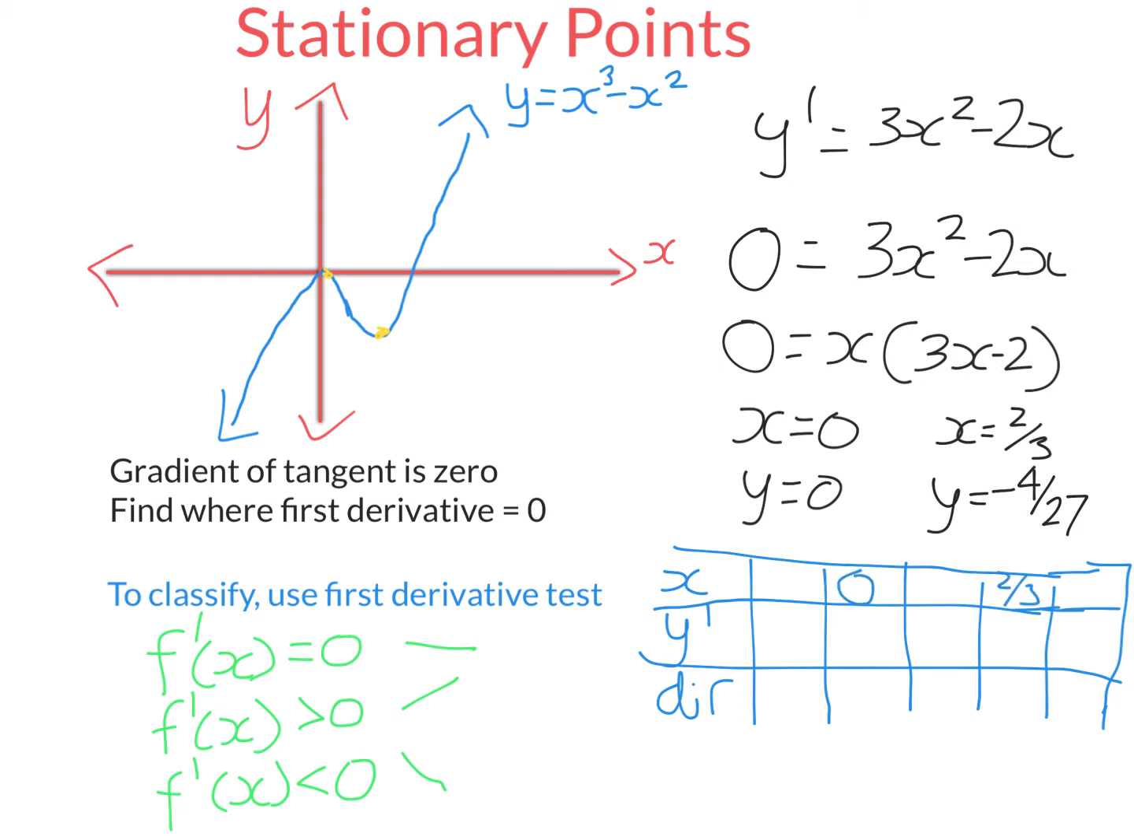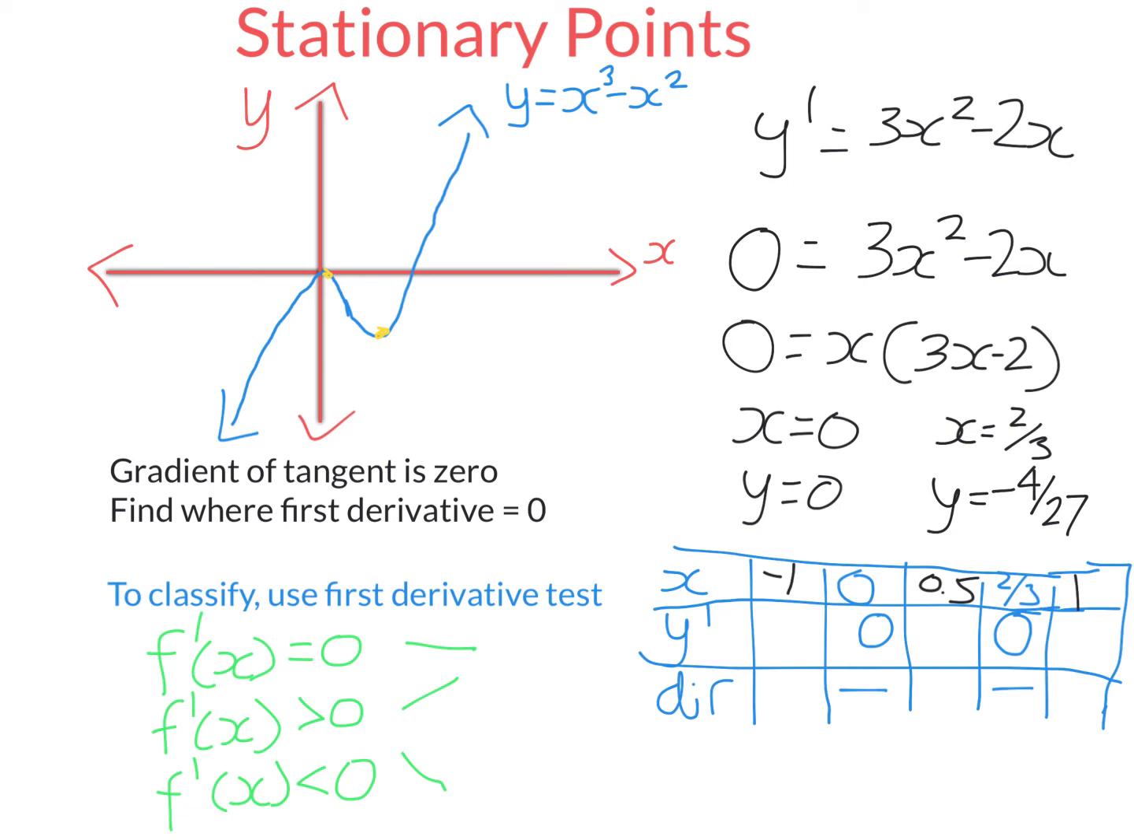So what we want to do is put our stationary points here, 0 and 2/3, and we need to pick a point on either side of the stationary point to see the direction the curve is going. So for this one, I could just pick x is -1 here. Now I want a value between 0 and 2/3, so I might just pick 0.5. And 1 over here. Okay, so this is the story. We know that when x equals 0, the first derivative equals 0 and the curve is flat. Similarly, when x is 2/3.